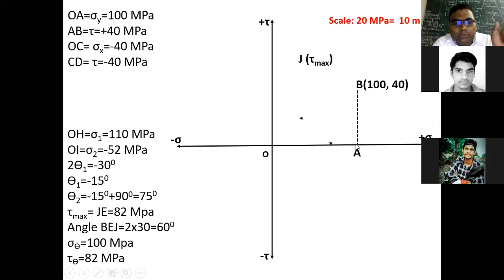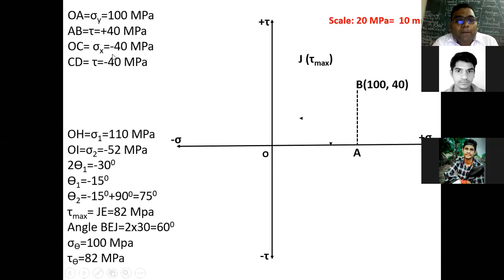So first you have taken a suitable scale, then you convert all the given values as per the scale. First you have taken OA 5 centimeter line from here, then you mark point A. After that you take the value of shear stress 40 and convert it using this scale. Then it's a 2 centimeter line you have drawn above the x-axis because tau is positive here.